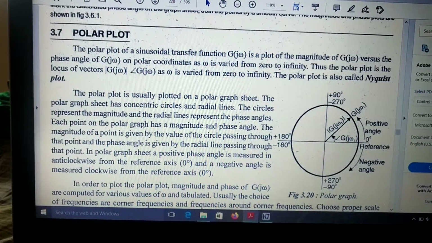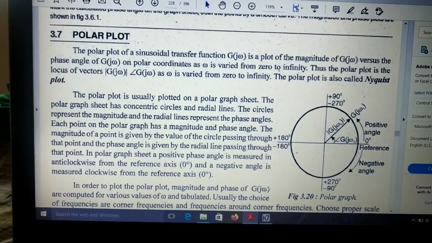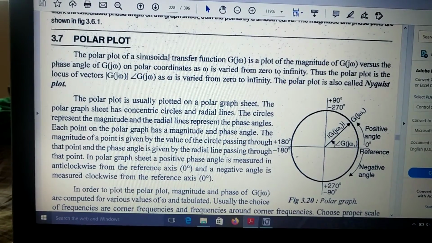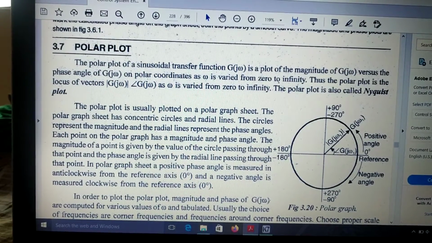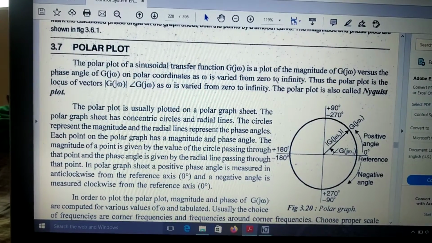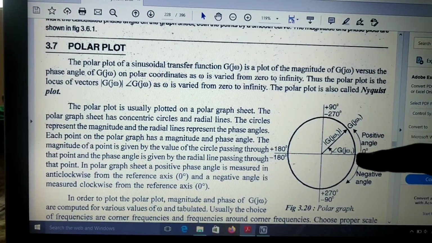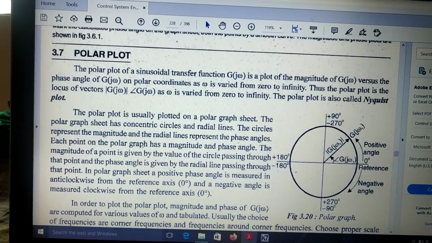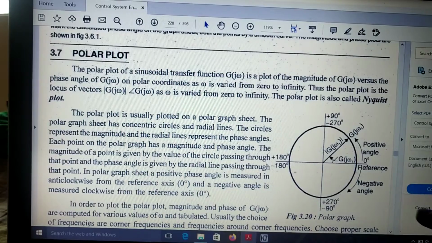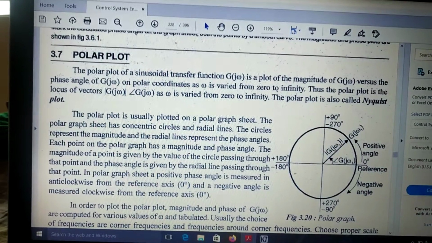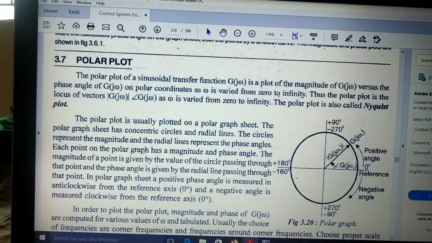The value of omega in a polar plot varies from 0 to infinity. A special characteristic of the polar plot is that when you draw the graph, the magnitude and phase values are placed such that a positive value means the angle is measured in the clockwise direction. Suppose the value is negative, then the angle is measured in the anti-clockwise direction. That means positive is clockwise and negative is anti-clockwise.